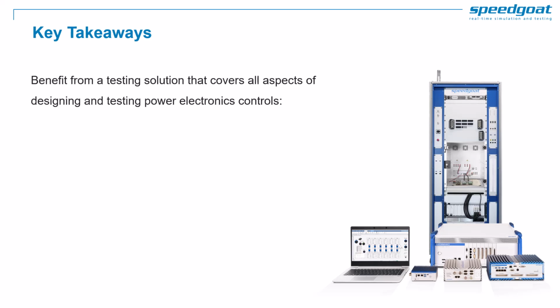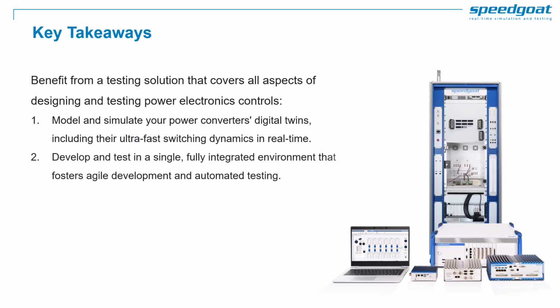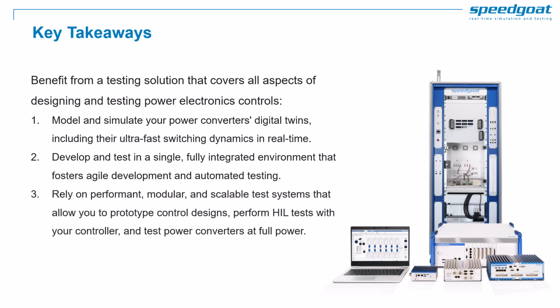Speedgoat test systems and Simulink provide a testing solution for all aspects of designing and testing power electronics controls. Why is that? Well, first, you can model and simulate digital twins of your power converters, including ultra-fast switching dynamics in real time. Second, you can develop and test in a single, fully integrated environment that fosters agile development and automated testing. And finally, Speedgoat test systems are performant, modular, and scalable. They allow you to prototype control designs, perform HIL tests with a controller, and test drives at full power.